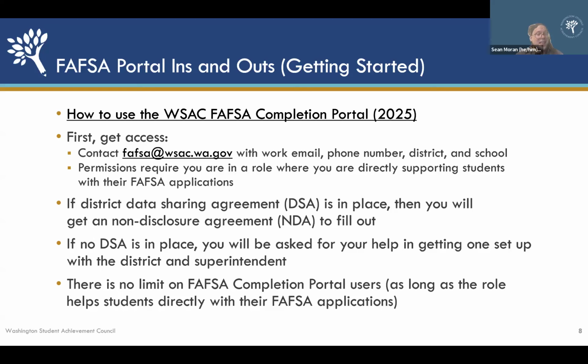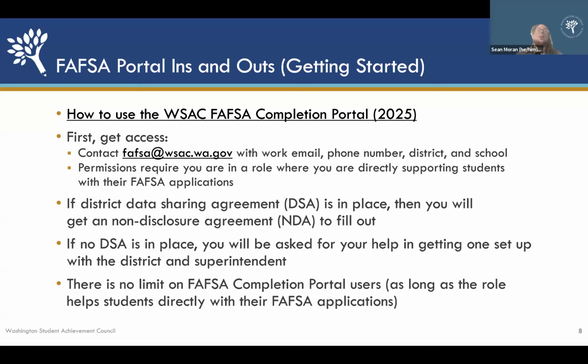Now, if no DSA is in place, you will be asked to reach out to your superintendent and see if they are interested in getting a FAFSA Completion Portal DSA signed. We want to make sure that the superintendent's office is aware, because they will be the ones signing for the DSA, and you will just sign for your NDA. There is no limit on FAFSA Completion Portal users as long as they are supporting students directly with their FAFSA applications.